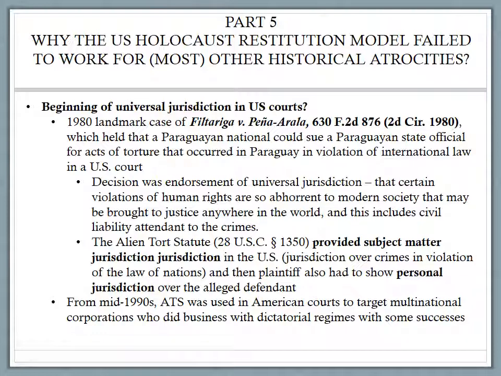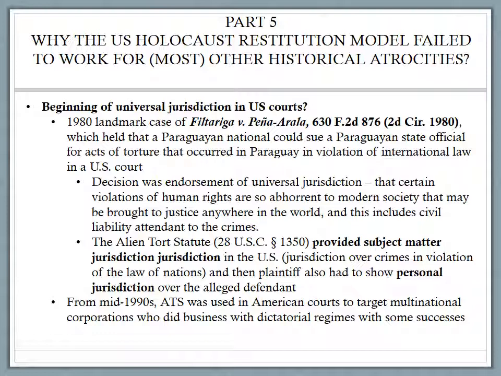And this includes civil liability intended to those violations of international law. In the US, the basis of jurisdiction is a law called the Alien Tort Statute, which we discussed briefly when I mentioned the case of Jesner versus Arab Bank in Class 3, when we looked at how the Supreme Court was invoking case law from the later NMT trials.